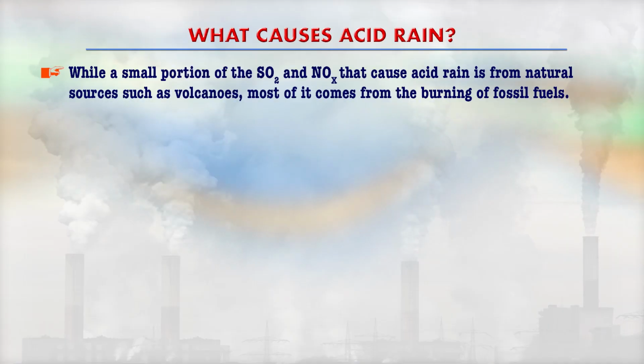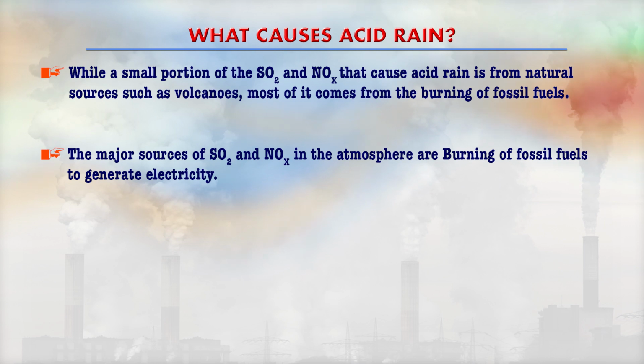The sulfur dioxide and nitrogen oxides react with water, oxygen and other chemicals to form sulfuric and nitric acids. Then these are mixed with water and other materials before falling to the ground. While a small portion of the sulfur dioxide and nitrogen oxides that cause acid rain is from natural sources like volcanic eruptions, most of it comes from the burning of fossil fuels.